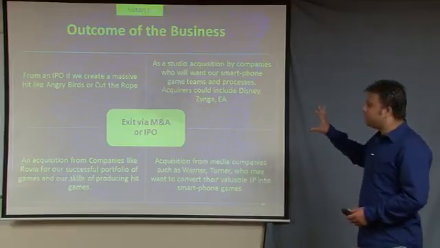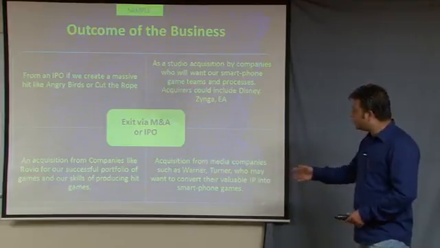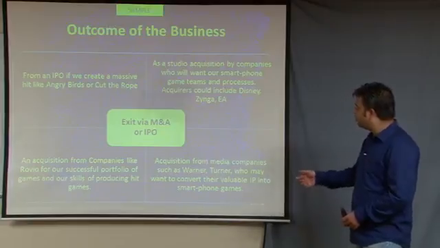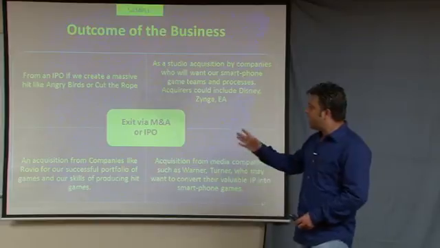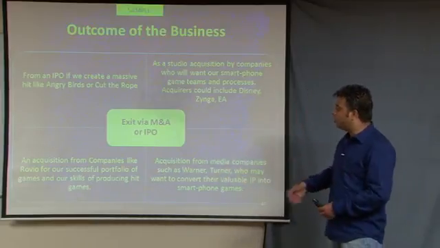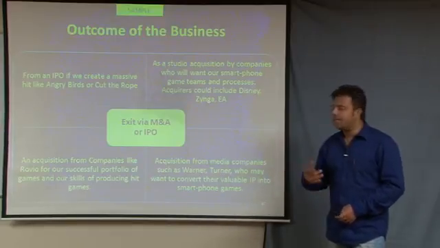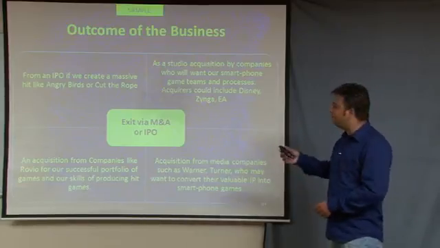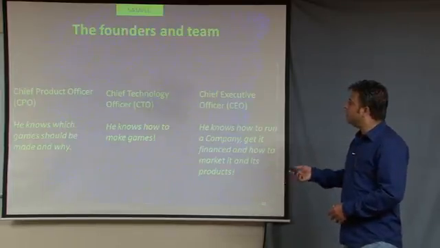So they have identified companies that may want to acquire the entire company. Acquisition from media companies such as Warner, Turner, who may want to convert their valuable IP into smartphone games, and an acquisition from companies like Rovio for our successful portfolio of games and our skills of producing hit games. So they have different options of how the VCs and the investors could make a profitable exit from the venture in the 3 years' time.